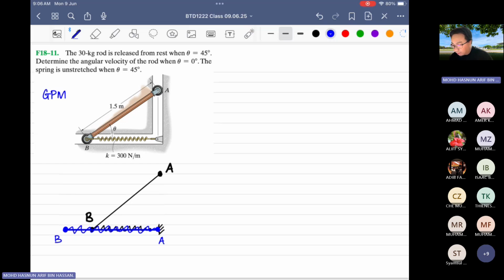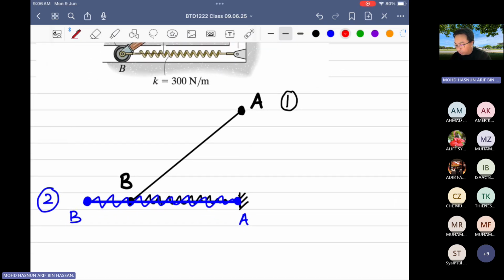So what else do we have in the information? We have the spring is unstretched when theta equals 45 degrees. Alright, so let's write down where the initial position is. This is the first position, the black color, and the blue color is the second position. Okay, so now let's draw the free body diagram.